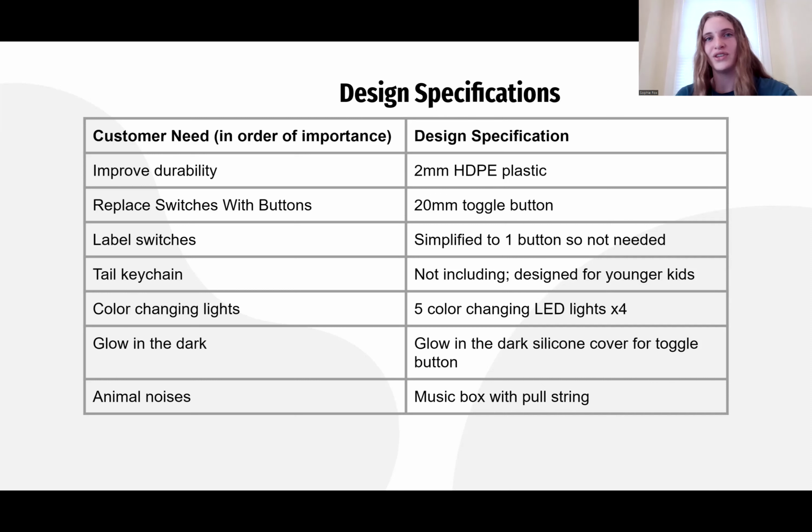We decided to use color-changing LEDs that have 5 different color settings. The color can be changed by clicking the button multiple times. Also, to increase the brightness, we increased the number of LEDs from 2 to 4. We decided to use a glow-in-the-dark silicone toggle cover to make it easier to locate in the dark. And lastly, we want to design it to make animal noises by using a pull string music box, which will keep the interactive feature that the crank head brought.